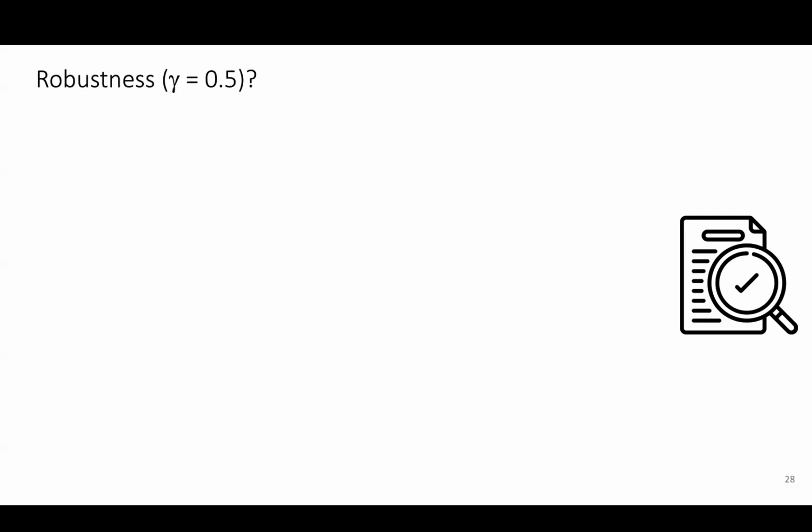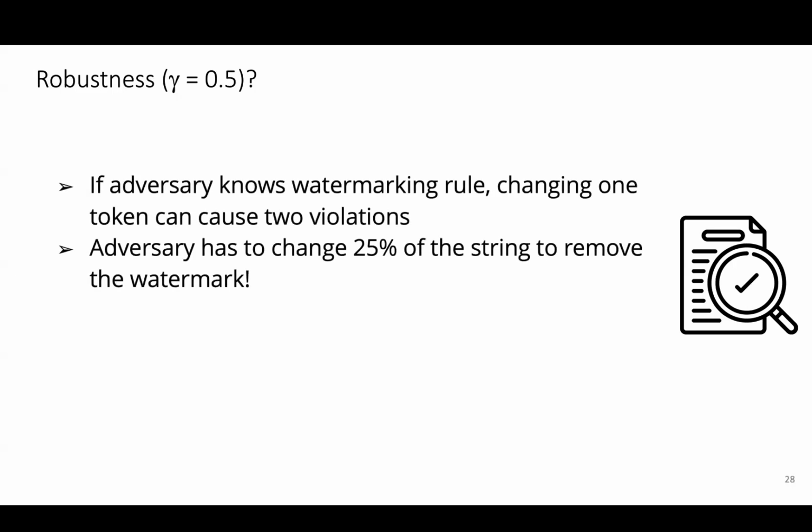The question is, what about robustness? Well, robustness is kind of nice as well. If the adversary knows the watermarking rule, so half the words are already green, it needs to make sure that it changes sufficient green ones to red, because it knows what the watermark is.